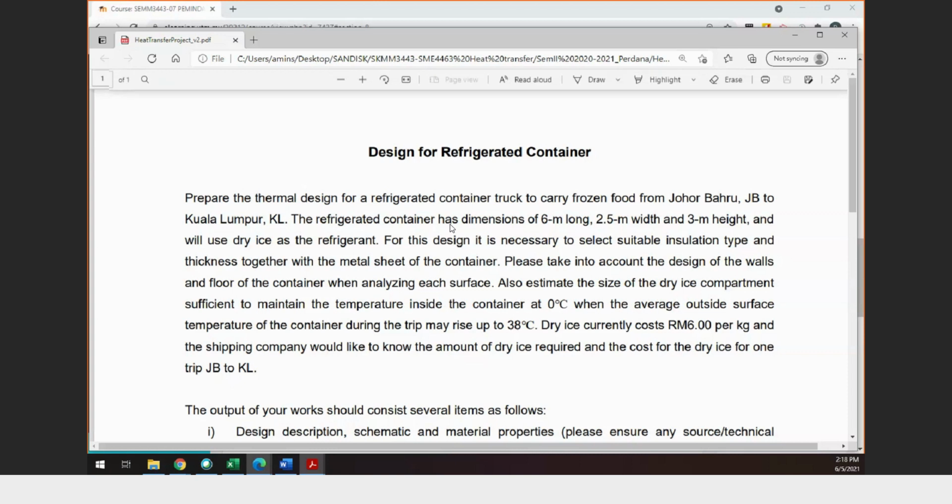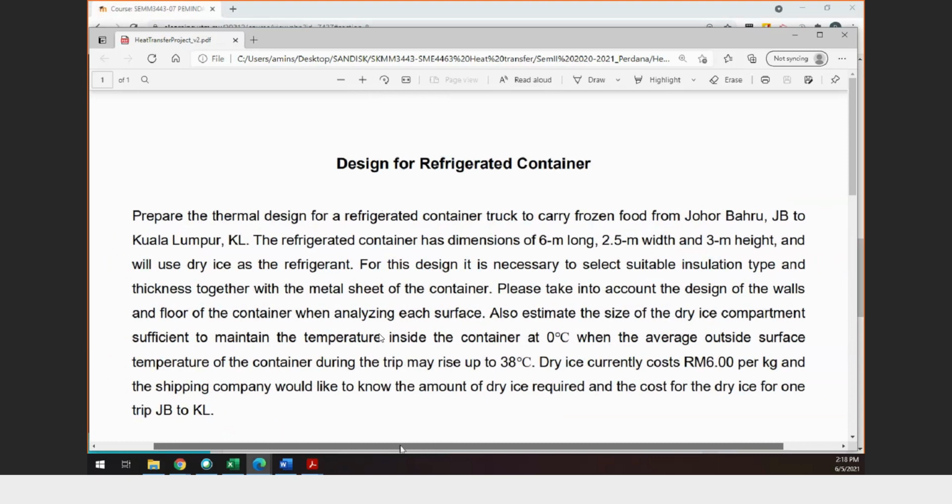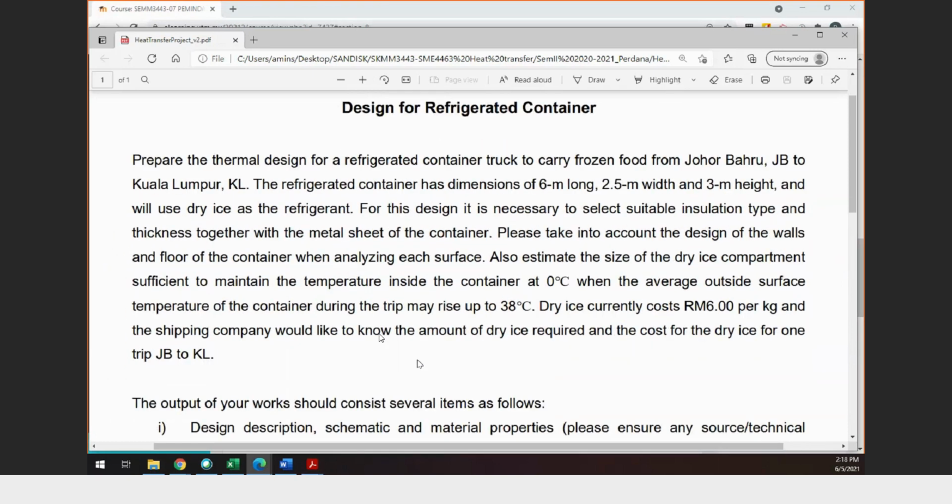Okay, can you see this slide? I mean this PDF. Yes. Okay, so you need to prepare a design for a refrigerated container truck to carry frozen food. Okay, so this is just the problem, I mean the situation, from JB to Kuala Lumpur.